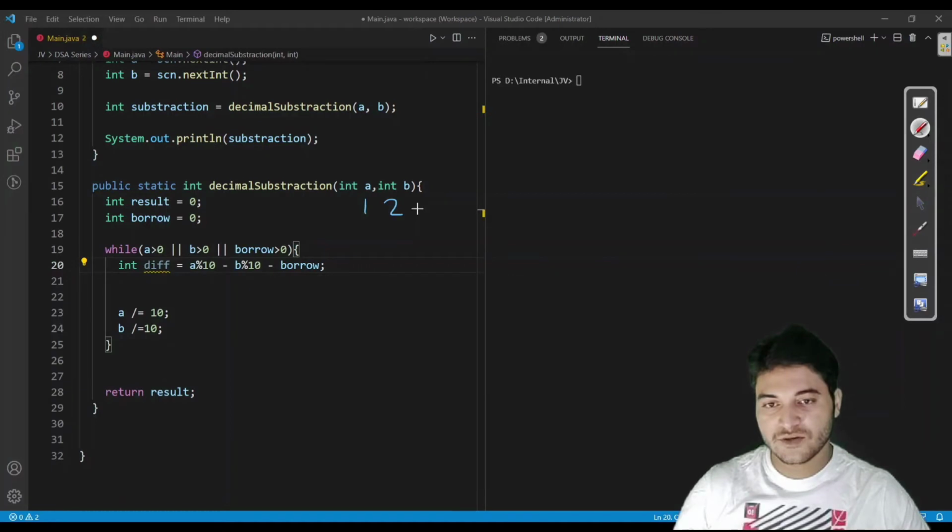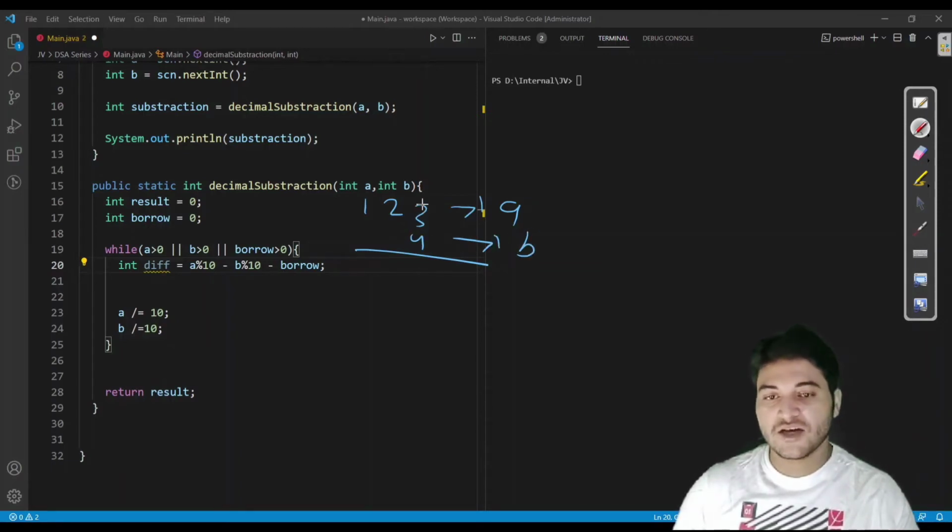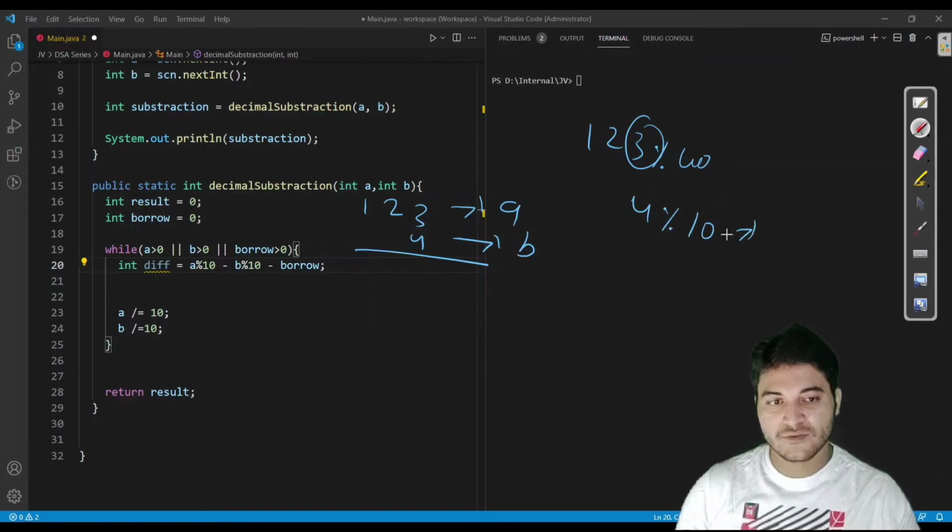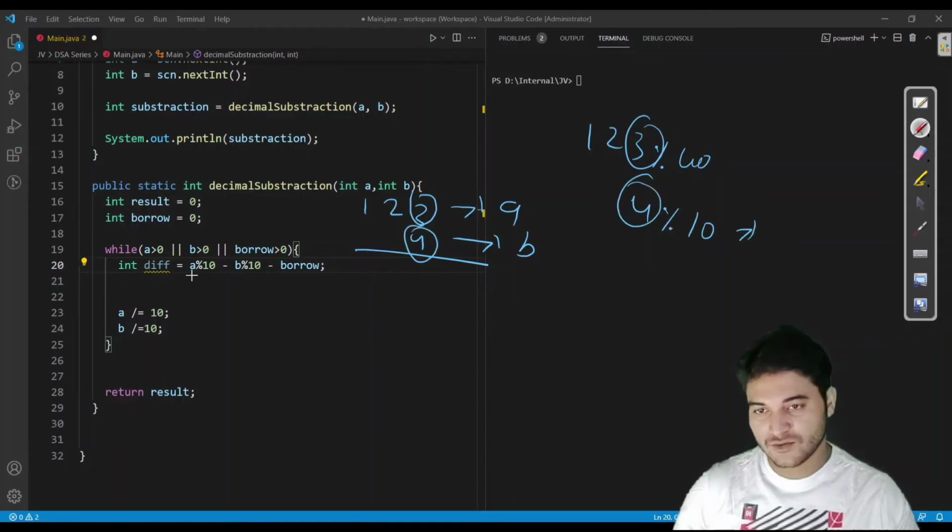Let us say we have 1, 2, 3 and 4. Fine. So a is pointing to this number, b is pointing to this number. If I take remainder of 1, 2, 3 by 10, then we would get this digit. And if we take remainder of 4 by 10, then we would get this digit. So we have picked up 3 and 4, and borrow is 0 initially. So we are subtracting 4 from 3.